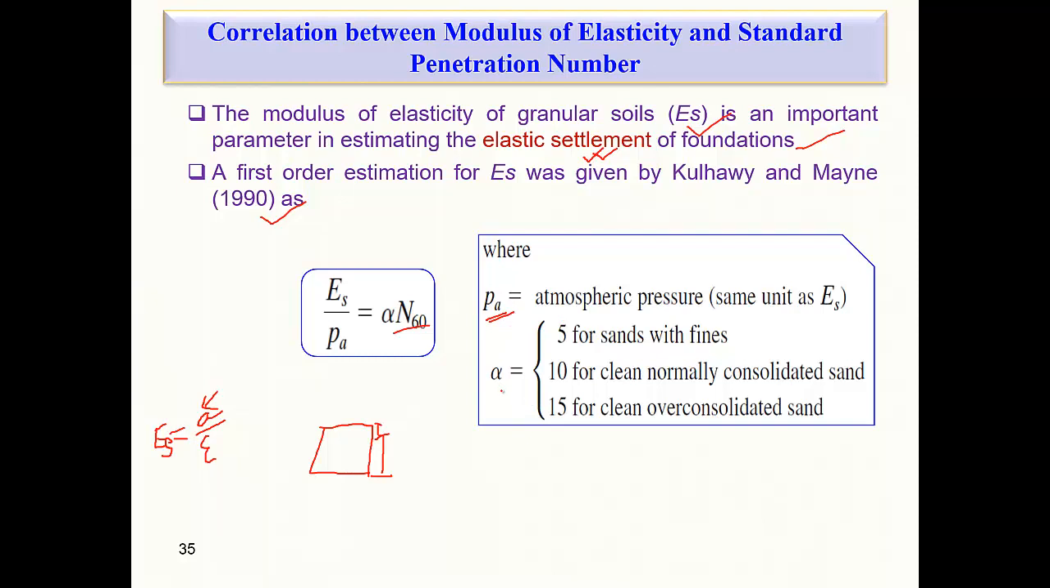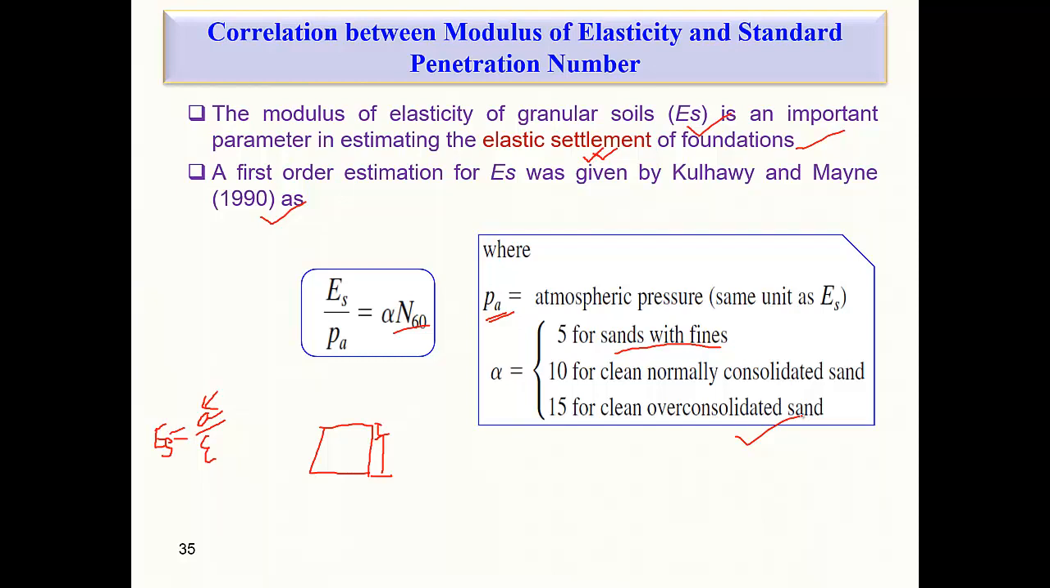Alpha, how does it vary? Alpha would be 5 for fine sand. That means fine sand is 5, right? And 10 would be for clean, normally consolidated sand. And it would be 15 if it is clean over-consolidated sand. So usually during the test, you try to find out the type of sand first, then you can use these formulas very easily.